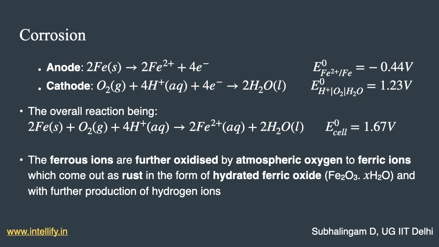The ferrous ions are further oxidized by atmospheric oxygen to ferric ions, which come out as rust in the form of hydrated ferric oxide, that is Fe2O3.xH2O, and with further production of hydrogen ions. What is x? x is variable, so we don't know the water of crystallization, so we just give it as x. So rust is Fe2O3.xH2O, that is hydrated ferric oxide, and this further increases the production of hydrogen ions.